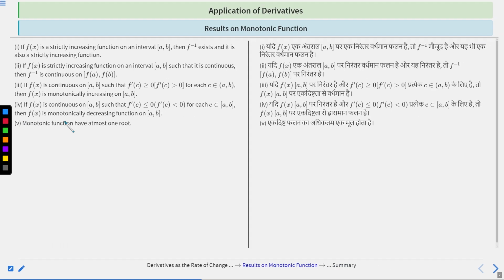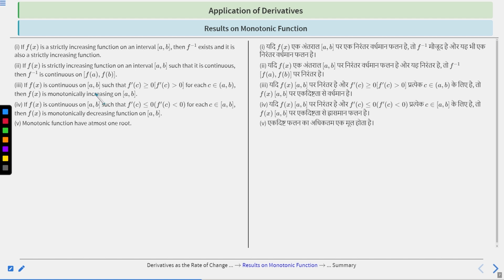Let's see results on monotonic functions. First, if f(x) is a strictly increasing function on an interval a to b, then f inverse exists and it is also a strictly increasing function, right? Here you have to keep in mind. Next, if f(x) is a strictly increasing function on an interval a to b such that it is continuous, then f inverse is continuous on f(a) to f(b). Clear? You have to keep these things in mind.